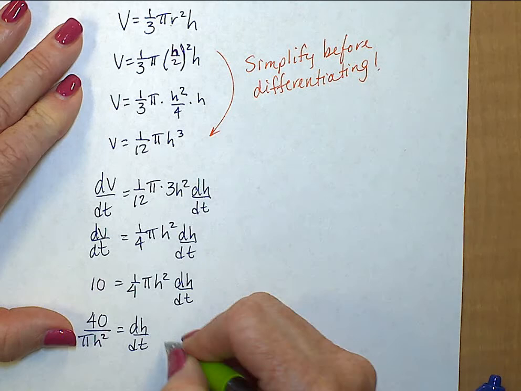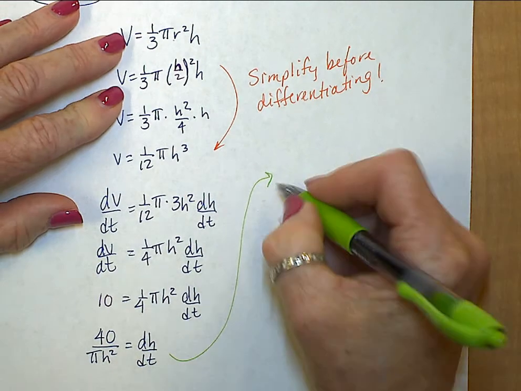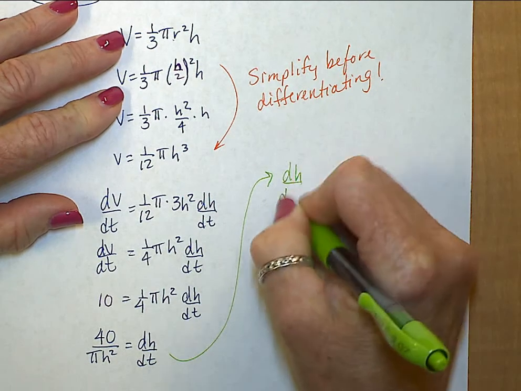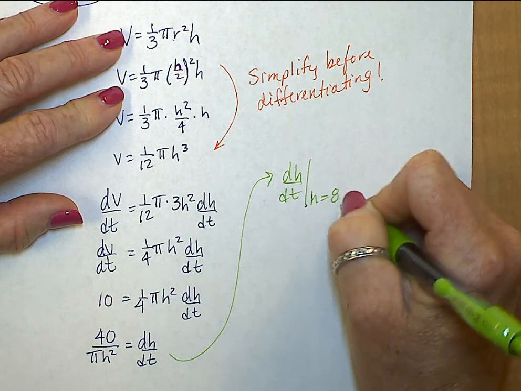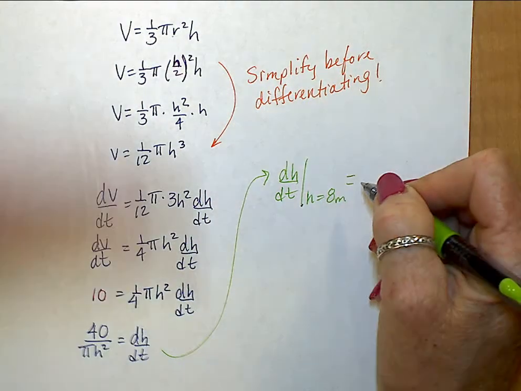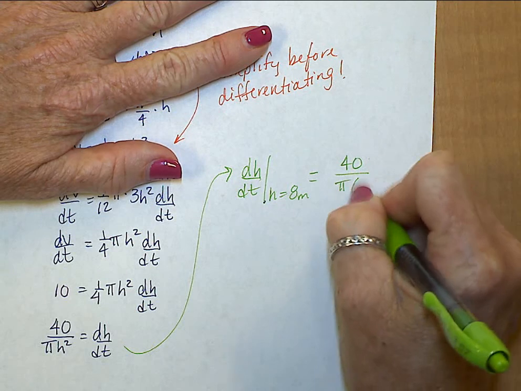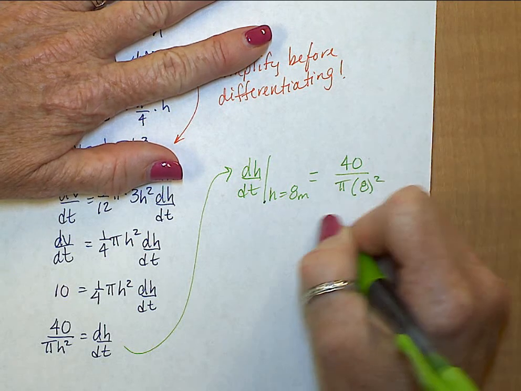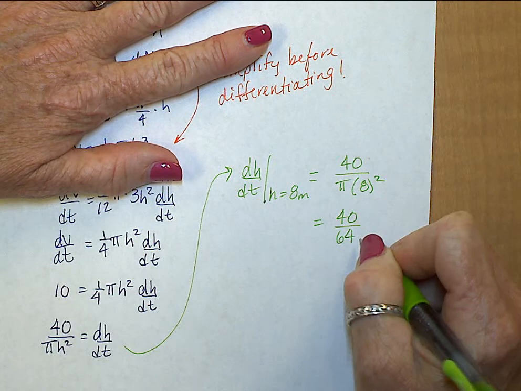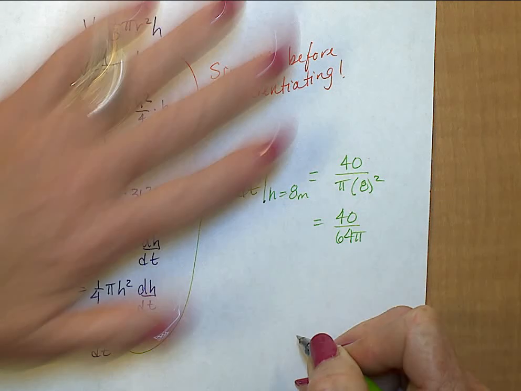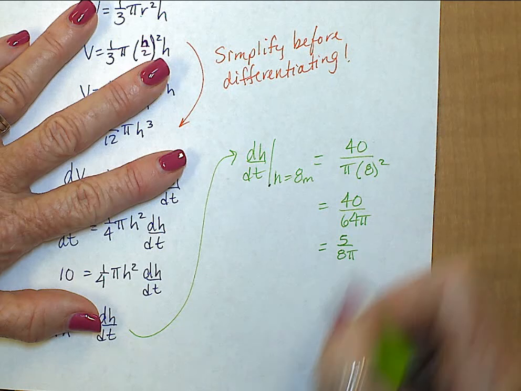And the next step then is to evaluate at the point that we're interested in. So we want to find dh/dt when h is 8 meters. And subbing in here, we'll have 40 over pi times 8 squared, 40 over 64 pi, which simplifies to be 5 over 8 pi.